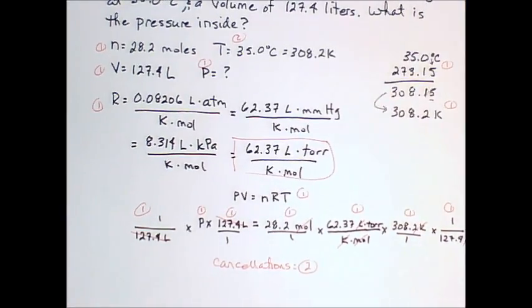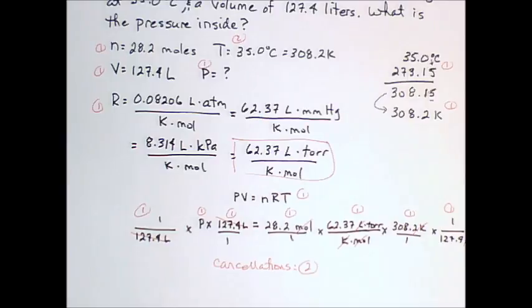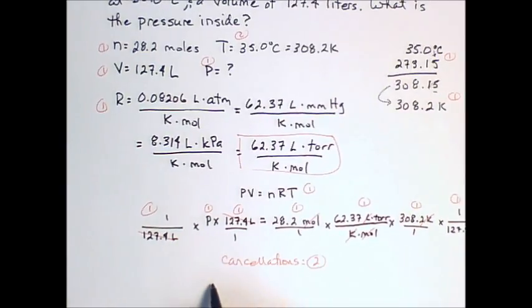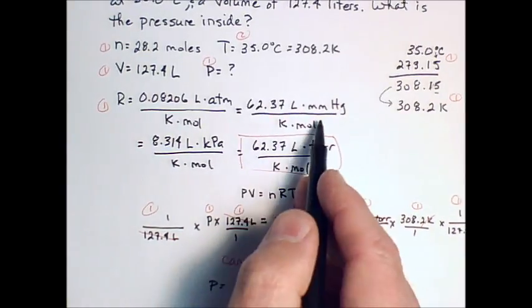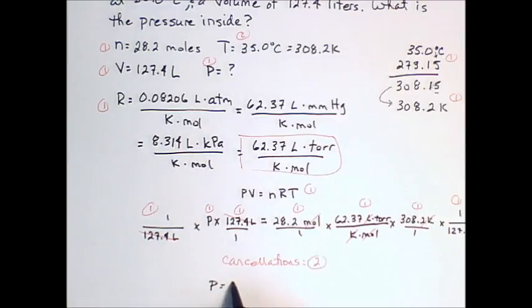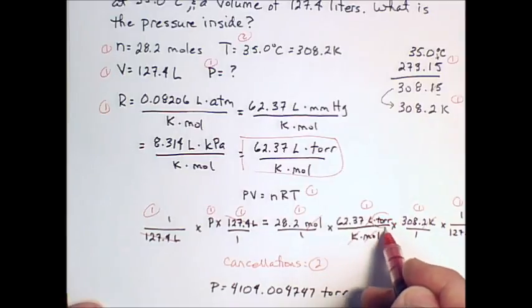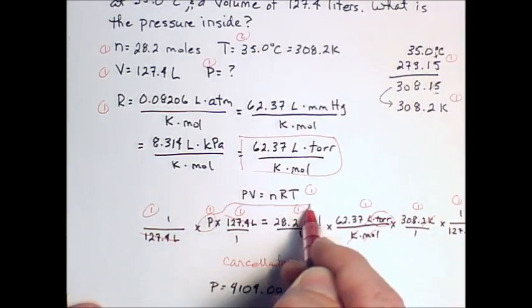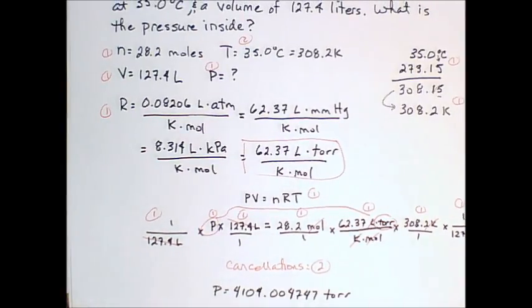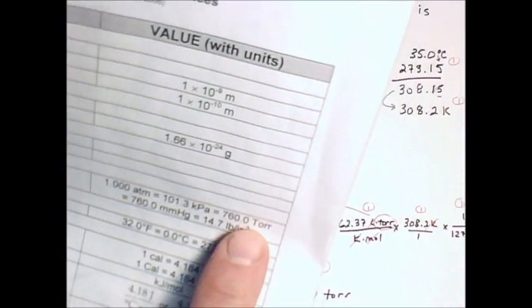Okay. Do the math, and we'll get that same number we had earlier when we were calculating for millimeters of mercury. 4104.004747. Torr is what we have left. Oh, and you should also check, torr is one of the acceptable pressure units. Look on the front page of your test references, and there's torr.